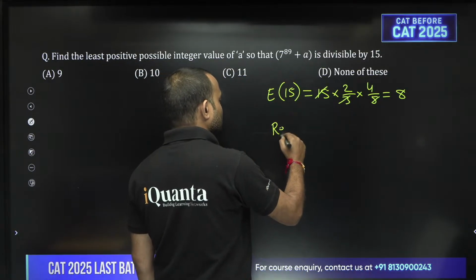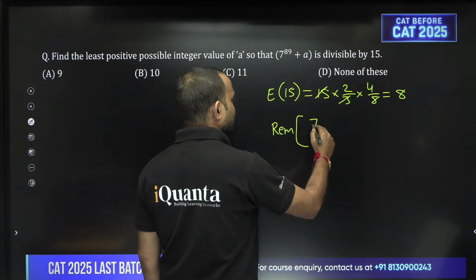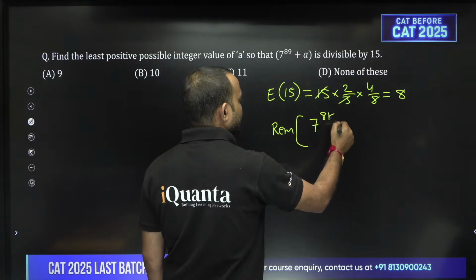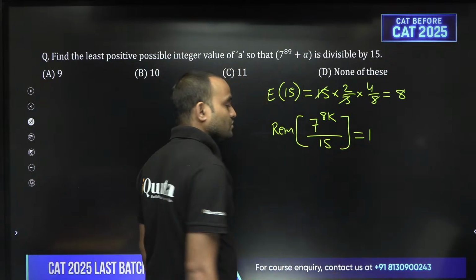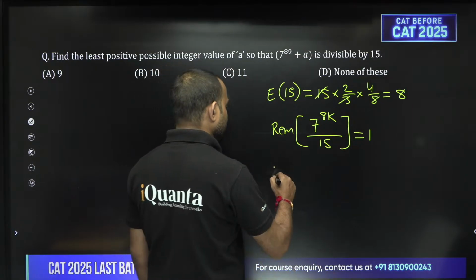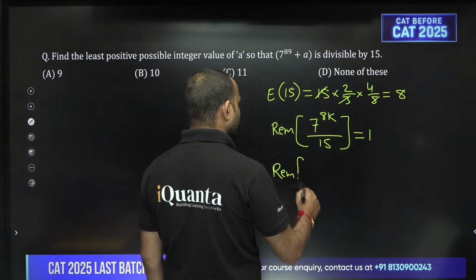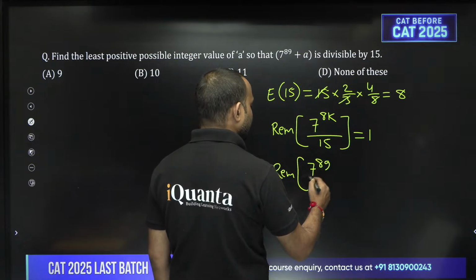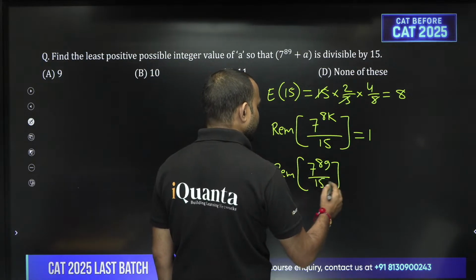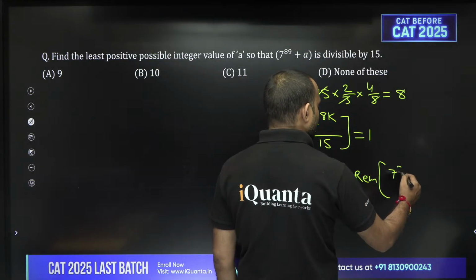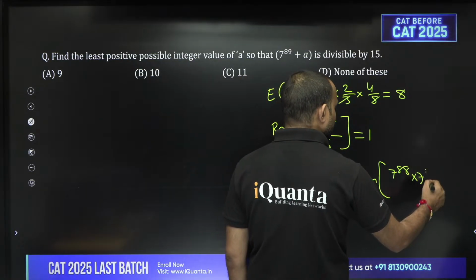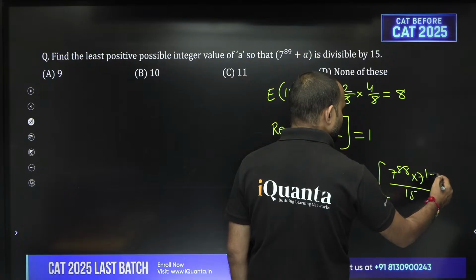Using Euler's theorem, we can say the remainder when 7 to the power 8k is divided by 15 will be equal to 1. So what will be the remainder? The remainder of 7 to the power 89 divided by 15 can be written as the remainder when 7 to the power 88 into 7 to the power 1 is divided by 15.